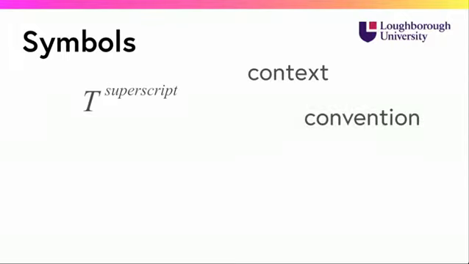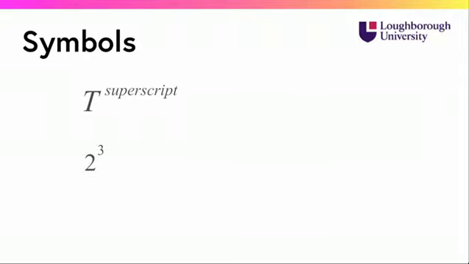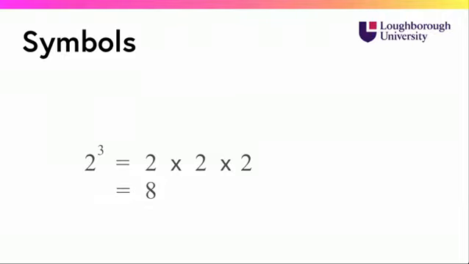Be aware that the use of superscripts can be confusing. This is because they are used in different ways and can mean different things depending upon both context and convention. For example, superscripts are also used to represent powers of numbers, as for example when we write 2 to the power 3 or 2 cubed, which means 2 times 2 times 2, or 8. It is very good practice to try to specify clearly the meaning of any notation introduced.